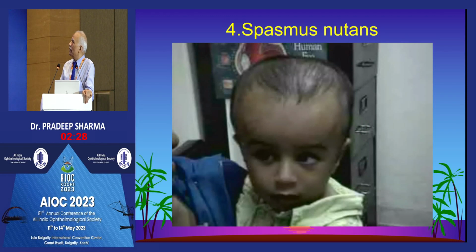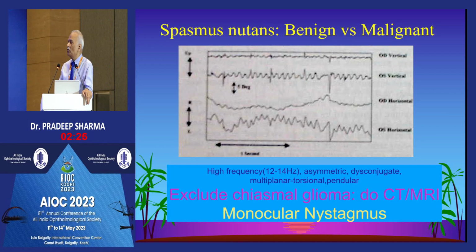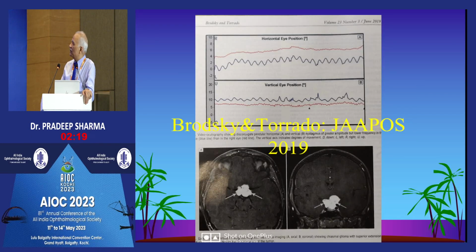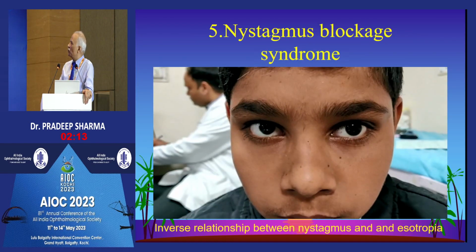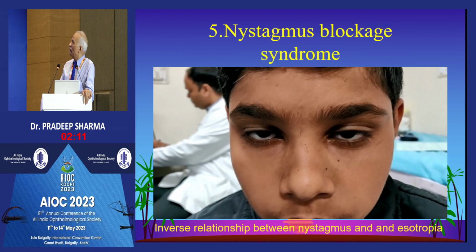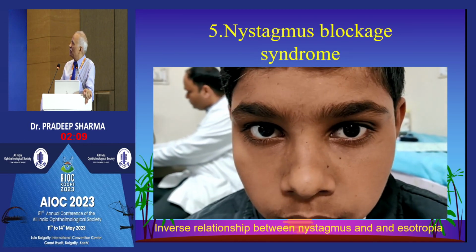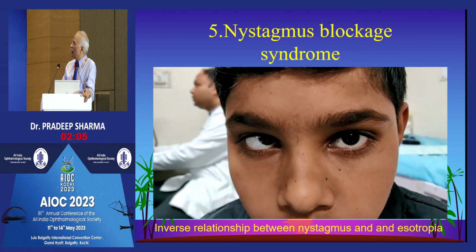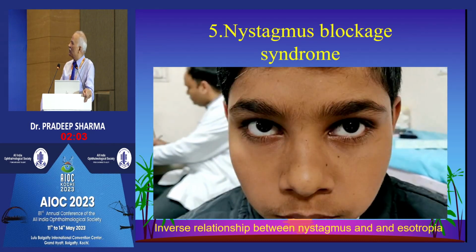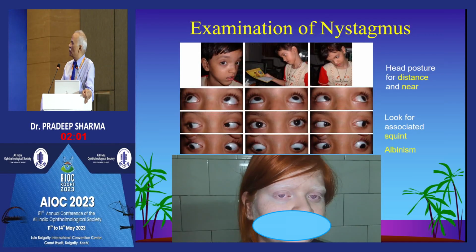80% of them will be benign, but you would not know which are the other 20% which may have a problem in the form of chiasmal glioma, like this child who has a chiasmal glioma presenting with that. Nystagmus blockage syndrome is another situation in which the eyes are straight when the nystagmus is there, and when the eyes assume an esotropia, the nystagmus gets controlled. So you have to correct the squint in these cases, and that nystagmus also can be corrected.